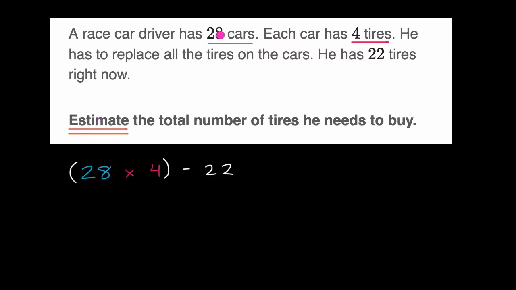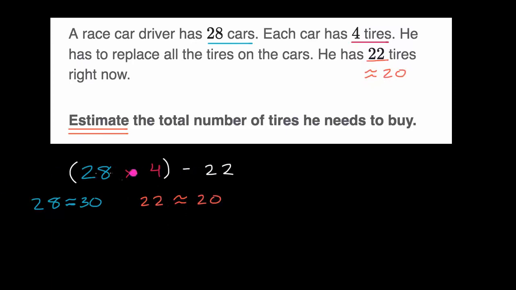So for estimating, we say, what's a friendlier number than 28? Well, 28's pretty close to 30. So that's our way of making the 28 a little bit friendlier. 4 is already pretty easy to deal with. And then the 22 could be a lot easier to deal with if that were approximately equal to 20. So 22 is approximately, roughly equal, that's what these squiggly equal signs mean, to 20. And so that simplifies the calculation a lot.